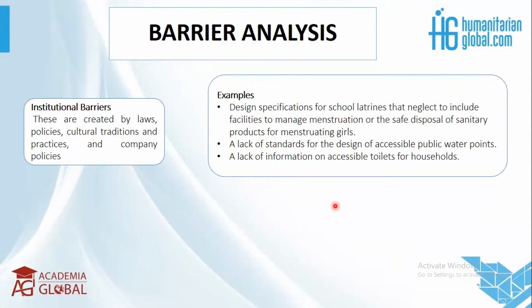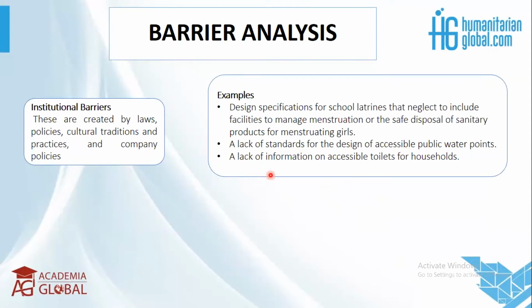Sometimes when we are implementing, you look at what the policy says, for example in terms of school WASH, but you find the policy becomes a barrier. Another one is a lack of standards for the design of accessible public water points. Within the water sector, we have designs for water points, but you find that the government does not provide designs in terms of accessibility. So there is a lack of standards in the design of accessible water points for those with limited mobility.